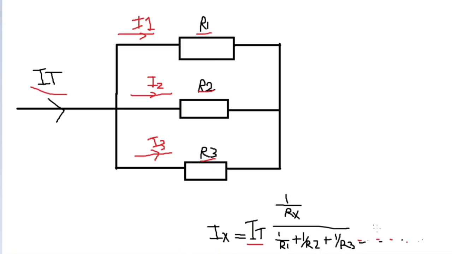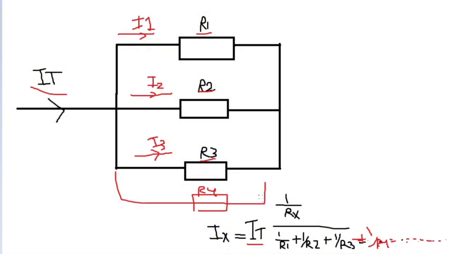How do you use this formula? Basically, you multiply I total by 1 over the resistance of the resistor in the same branch as the current you want to find, which in this case, if you want to find I1, is R1. Then you divide that by 1 over R1 plus 1 over R2 plus 1 over R3. If you had another resistor, let's name it R4, you would also add 1 over R4, and it continues for as many resistors as you have.